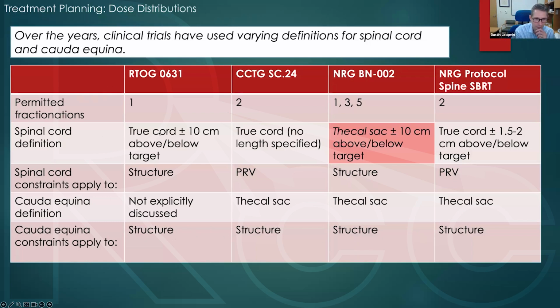In the case of the spinal cord, pretty much all of them, except NRG BN002, use the true cord as the spinal cord definition. And then when you're doing two fractions, there's a PRV of 2 millimeters. You apply your dose constraints to the PRV. When you're doing 1, 3, 5 fractions, you apply it directly to the true cord.